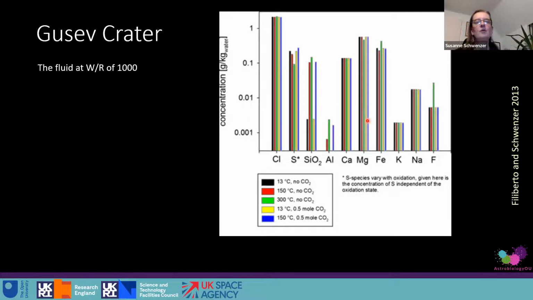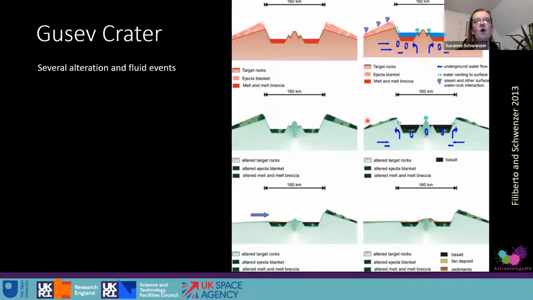And with that, what can we do with this? We can again put this onto a geologic scenario. And this is now a Gusev crater scenario, which would have, like every crater, started with a lot of hot and heated rock, the target rock, seated melt and melt breccia sheets and ejecta blankets, all hot basalt, basically. And then you have the water that interacts with it.